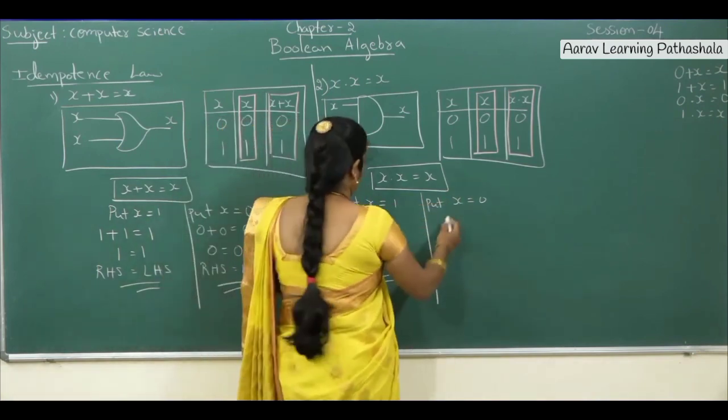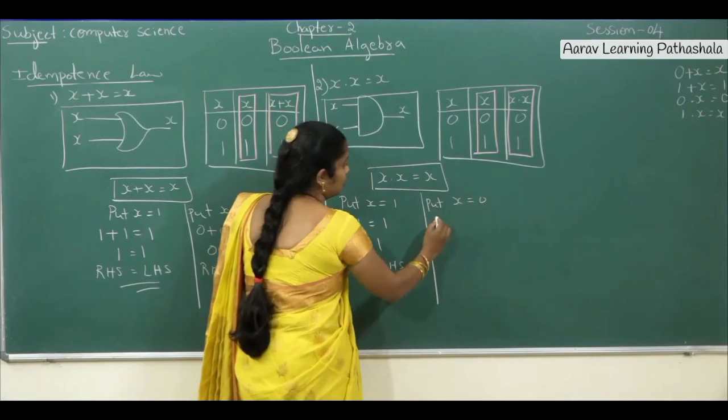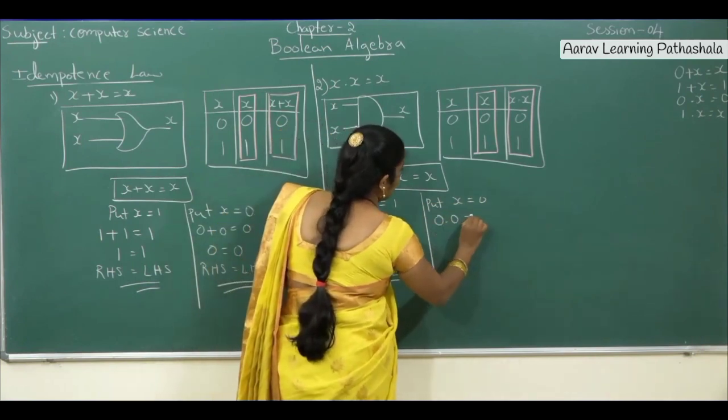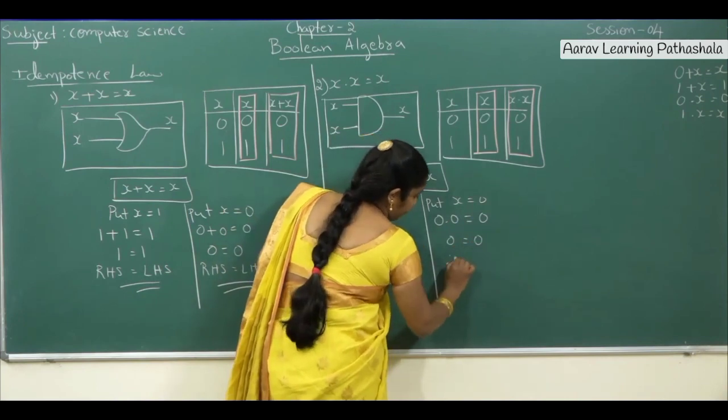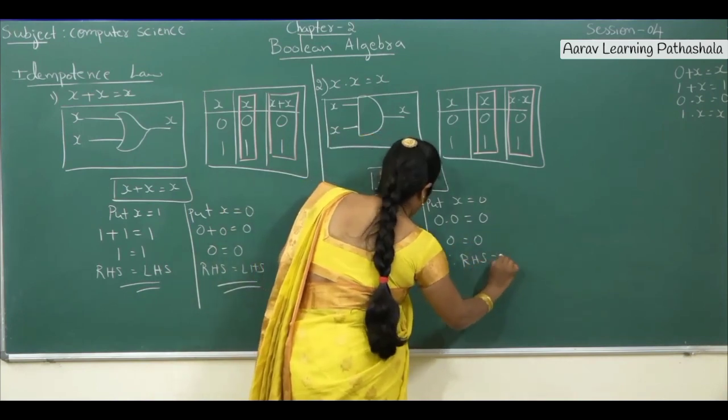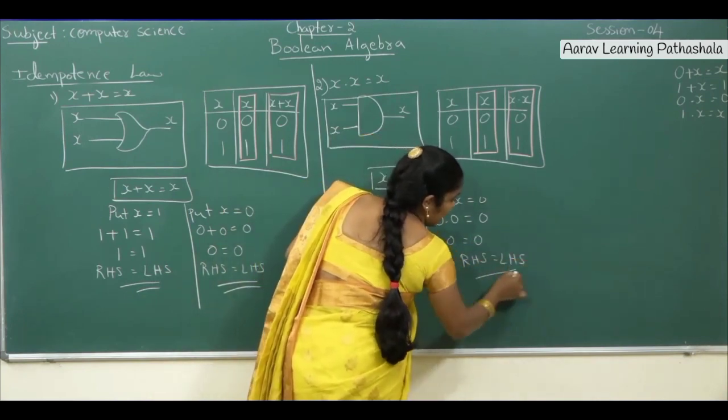Now, come to the second part. Here in the place of x, write down 0. 0 into 0 equals 0. That's why 0 into 0 is 0 only. Therefore, right hand side value equals left hand side value.